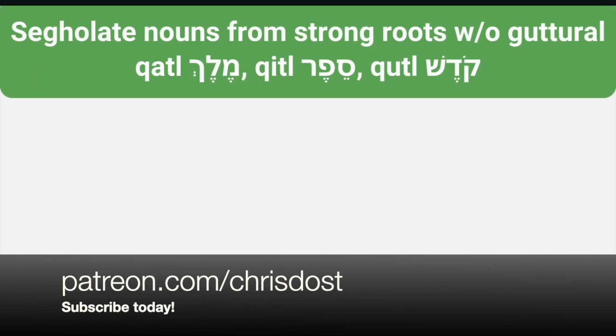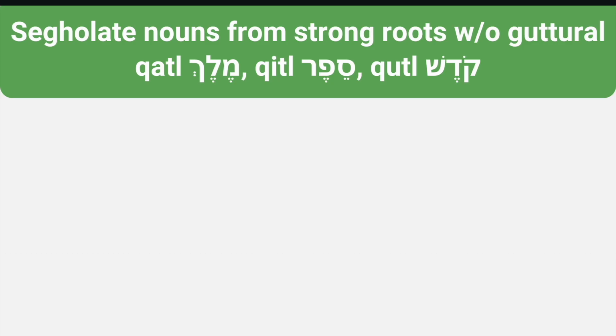Okay, so the types of segholate nouns that we've looked at contain strong roots with no guttural. Of the QATL pattern, we saw that melech is the paradigm example there. And today we're going to talk about the next type, the QITL type, of which sefer is the paradigm.